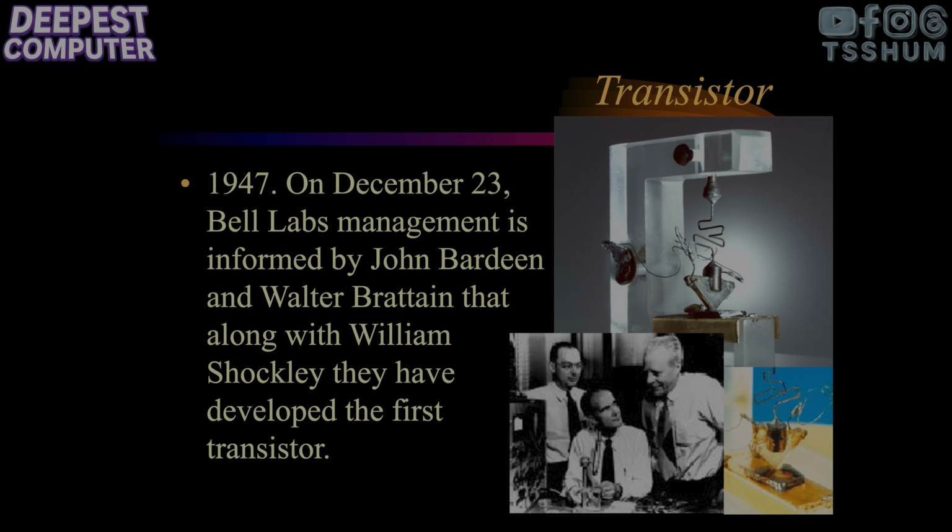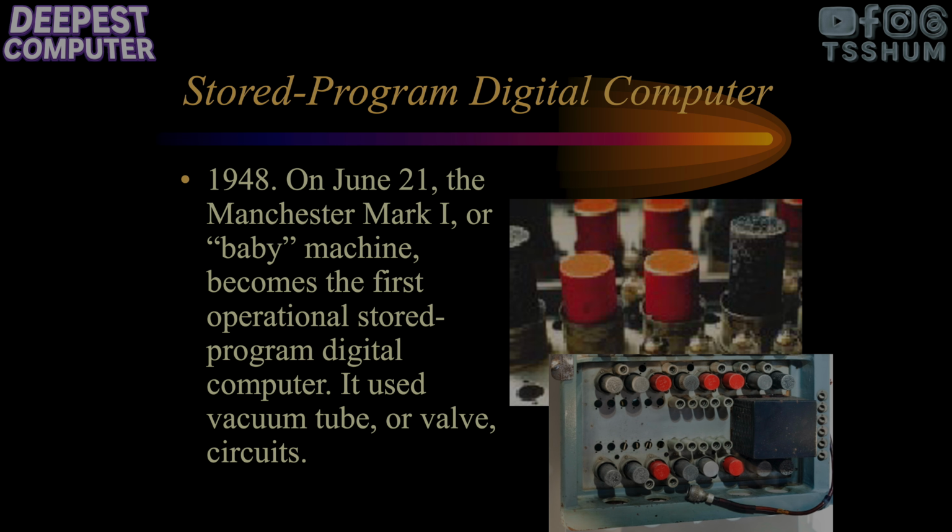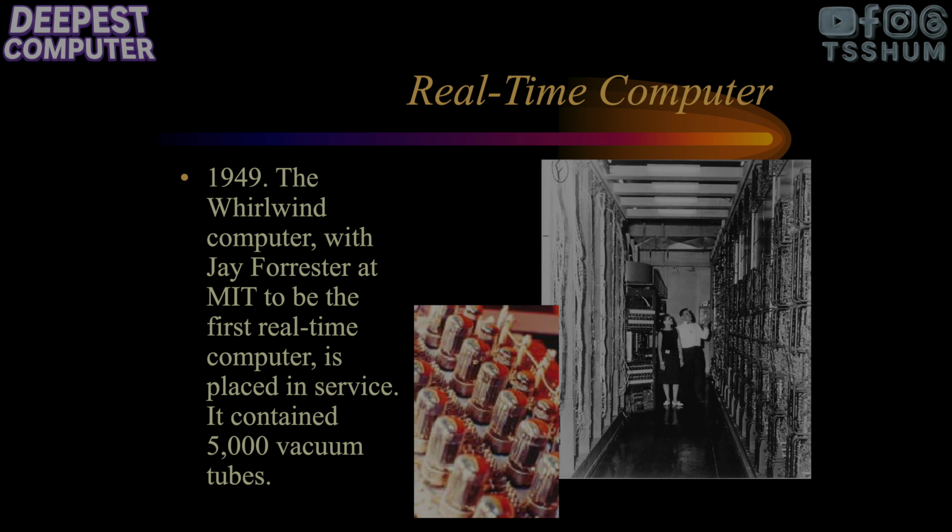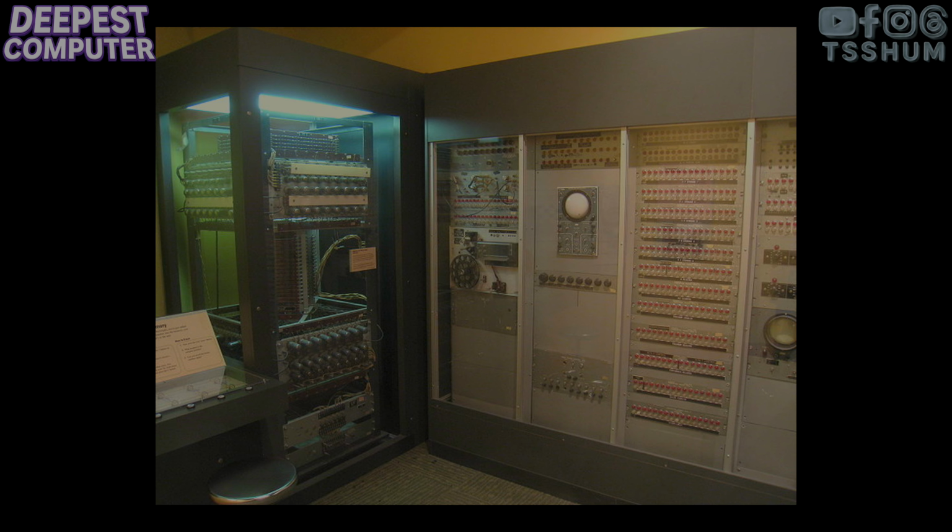In 1947, John Bardeen, Walter Brattain, and William Shockley developed the first transistor at Bell Labs. The Manchester Mark I, or Baby Machine, became the first operational stored program digital computer on June 21, 1948, using vacuum tube circuits. The Whirlwind computer, with J. Forrester at MIT, was placed in service in 1949 as the first real-time computer, containing 5,000 vacuum tubes. A view of the extensive circuitry and components of an early computer system.